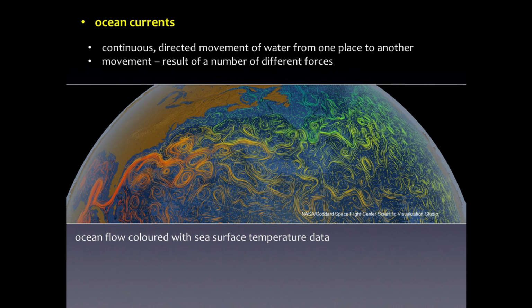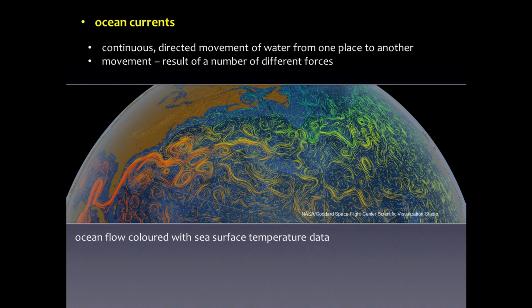What is an ocean current? An ocean current is a continuous directed movement of water from one place to another. So we have a water molecule. That water molecule is moved from point A to point B by usually one of two forces: by the force of wind blowing across the surface waters, or by gravity as we move into deeper and deeper waters. So this movement is the result of a number of different forces.